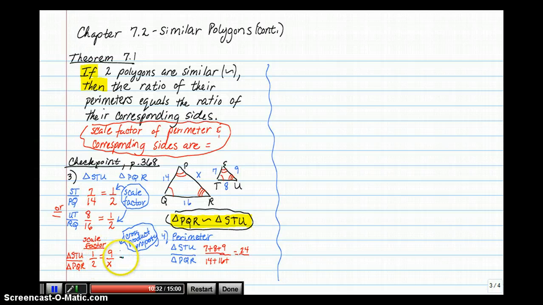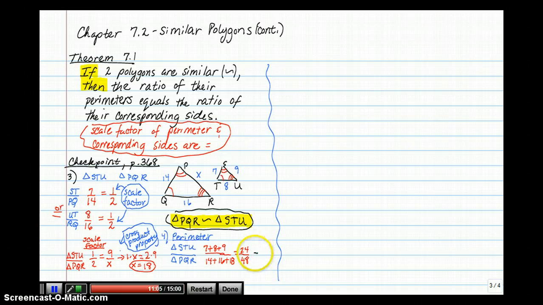So 1 times x equals 2 times 9. 1 times x is x, 2 times 9 is 18. And so x, in fact, equals 18. So that's the answer to question 3. We needed that information to finish the perimeter problem on number 4. So we know that this x is 18, so we have 14 plus 16 plus 18. 14 and 16 are lovely because they come out to 30, plus 18 more is 48.